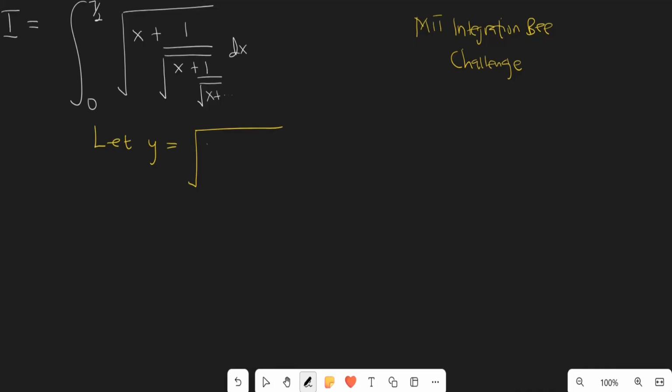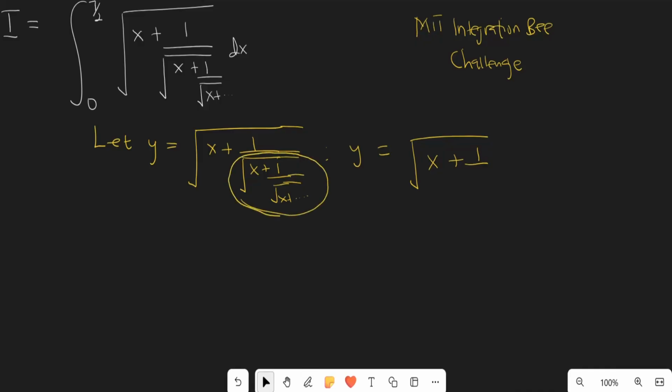So the integrand here is the square root of x plus 1 over the square root of x plus 1 over the square root of x plus, and so on. So you let y be equal to the whole integrand. Then you can express y in terms of y and x. So y here is going to be the square root of x plus 1 over, and this is the same as y because this is an infinite sum. So y can be expressed as the square root of x plus 1 over y.